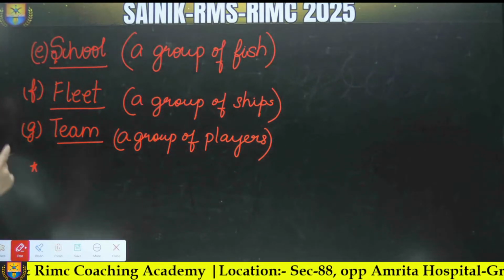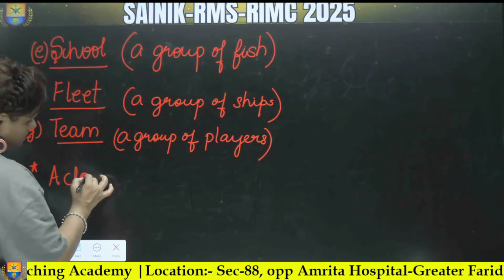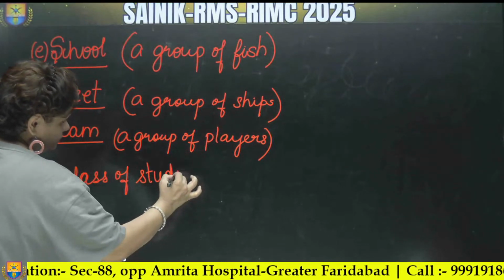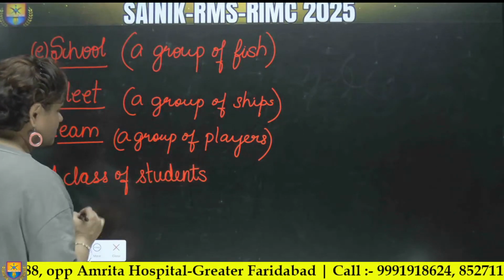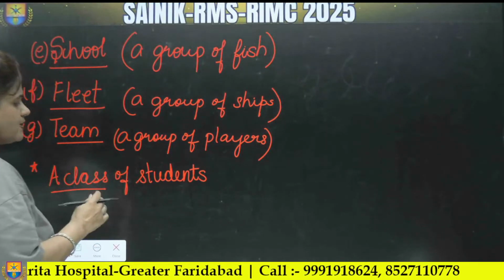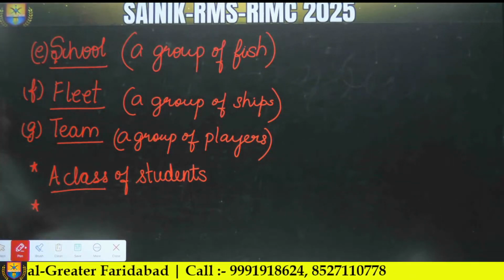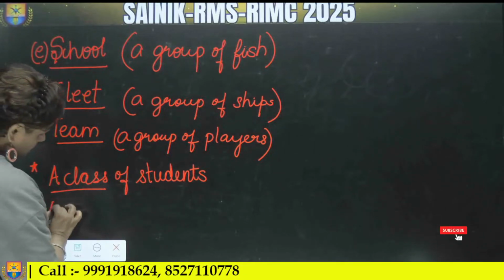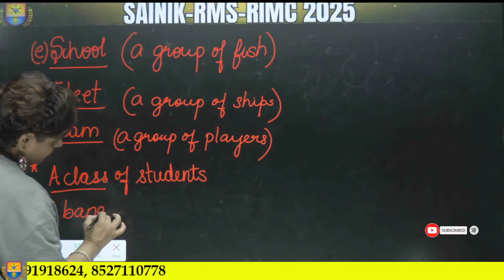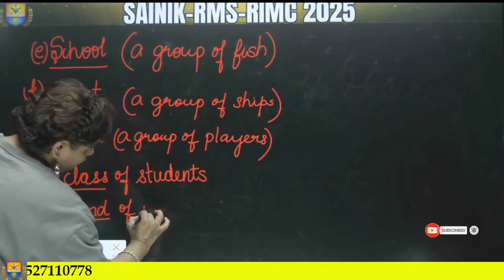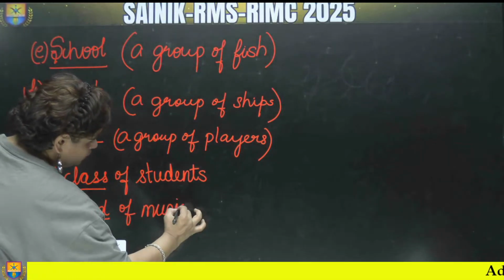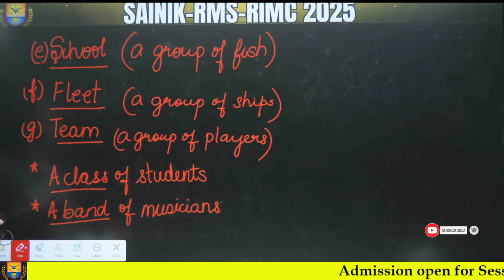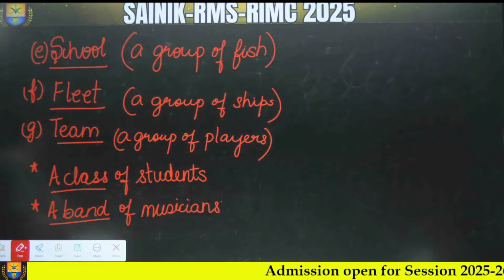We can say a class of students. A class of students. What is a class of students? That means a group of students together. Study together, play together, write together. Next, a band of musicians. When many musicians play together, we use the word band. A band of musicians.